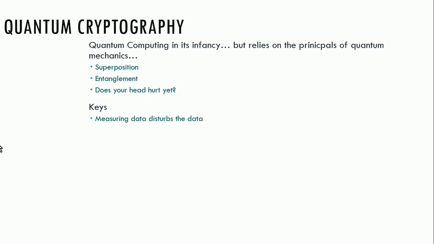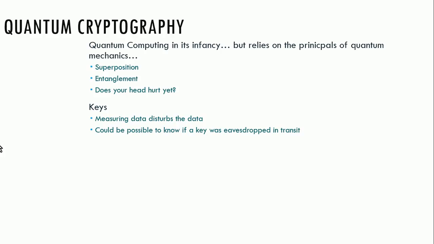So one of the odd things about quantum mechanics, one of the things that they talk about, is that measuring data disturbs the data. So if somebody intercepts the key, just by intercepting it, it would be possible to know if a key has been compromised. They don't have to do anything with it. They don't have to change it. If they just observed the key, the theory goes that you would know that it's been compromised.